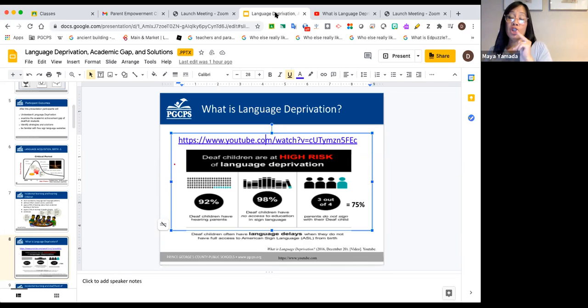So now we're going to look at some samples of deaf and hard of hearing students' reading and writing skills for those who are language deprived.